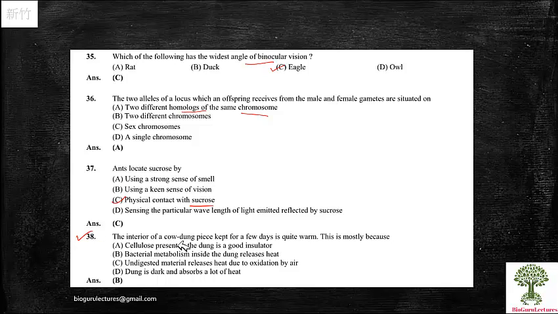And next you can see question number 38. The interior of a cow dung piece kept for a few days is quite warm. This is mostly because cow dung has microbes already present inside it, called methanogens. Because of this, heat could be produced due to respiration, and the organisms present inside them are called methanogens. Remember that.